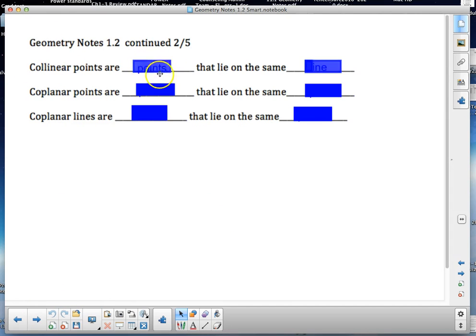Now, collinear points are points that lie on the same line. Coplanar points are points that lie on the same plane. Coplanar lines are, what do you think? Lines that lie on the same plane. And a lot of people get confused with this thing. When you have a co-worker, that worker works at the same place you do. So when you have collinear points, they're points on the same line. Coplanar points, they're points on the same plane. And coplanar lines are lines on the same plane.